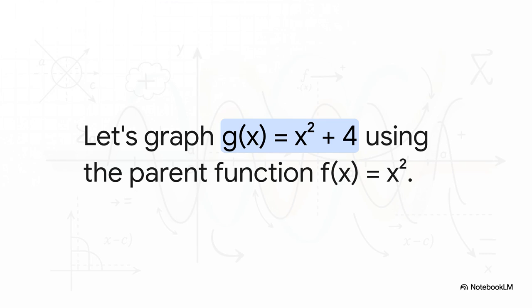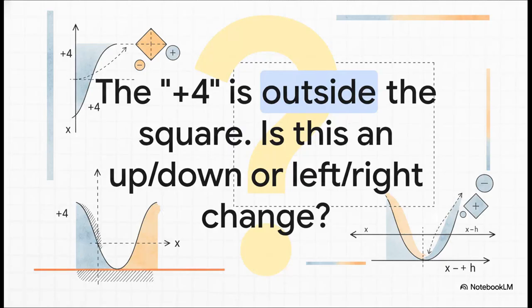So let's take a look at a classic parent function, right? The basic parabola, f of x equals x squared. You can see its main point, the vertex, is sitting right there at the origin, at 0, 0. So what do you think is going to happen when we introduce that outside change? Since that +4 is happening outside the main action of the function, outside the part being squared, what does your gut tell you? Is that going to change its height, or is it going to change its position sideways?